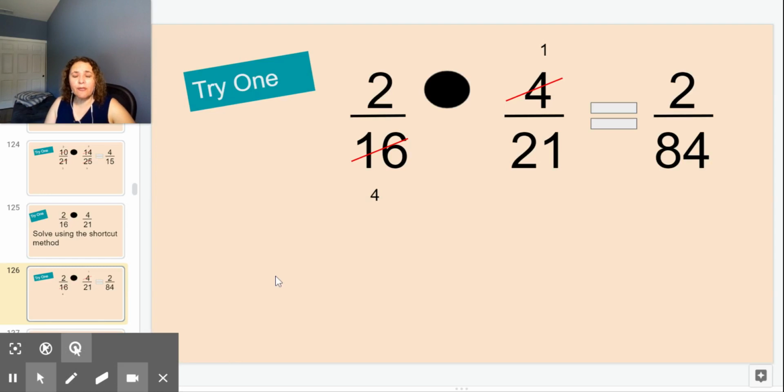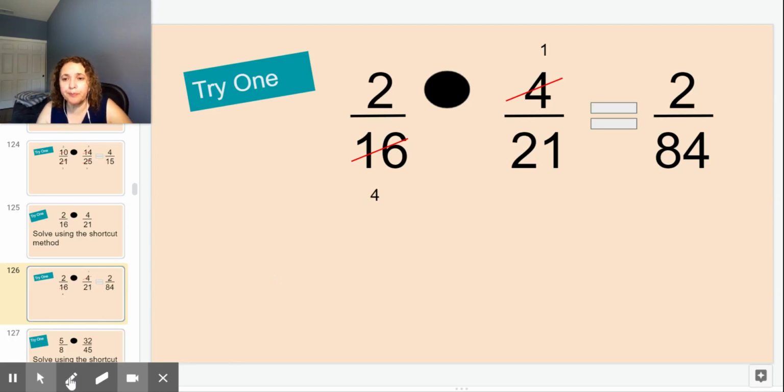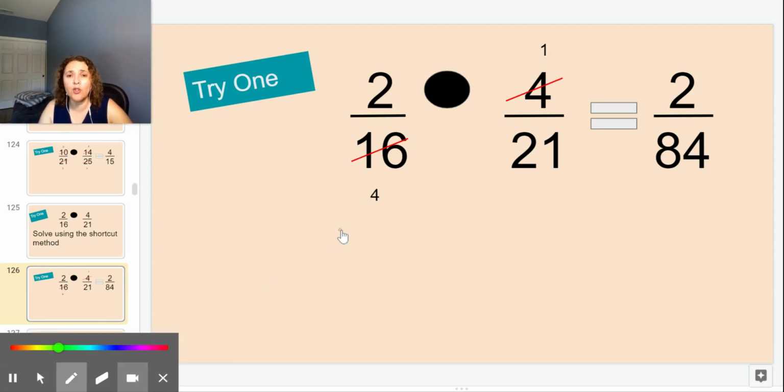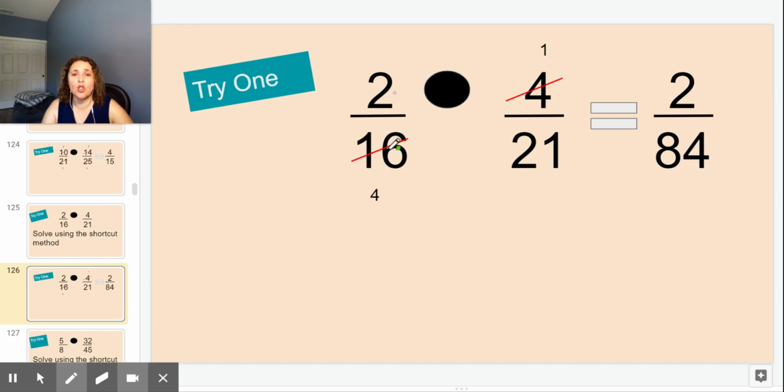All right, so a couple of different ways to approach this one. One way to approach it is to say, does 2 go into 16? Yes, but I didn't do it that way. Does 2 go into 21? No. Does 4 go into 21? No. Does 4 go into 16? Yes. How many times? 4 times, right? So I divided both of these by 4 and that gave me a 1. So 2 times 1 is 2. And then I did 4 times 21, which gave me the 84.